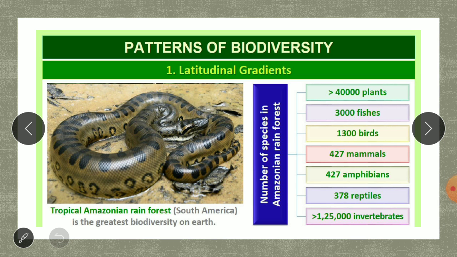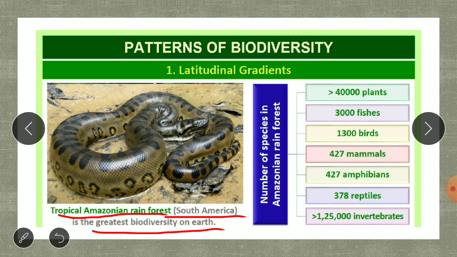Then, coming to here, we could see that the tropical Amazon forest, that is the tropical rainforest, which is present in South America, has the greatest biodiversity on earth. Tropical Amazon rainforests are present at the equator region.